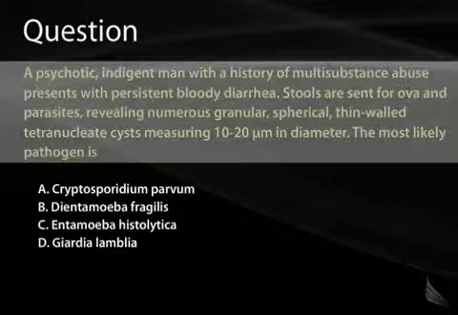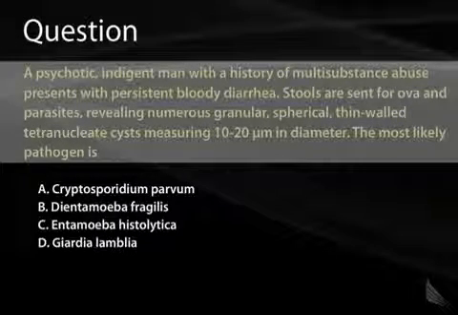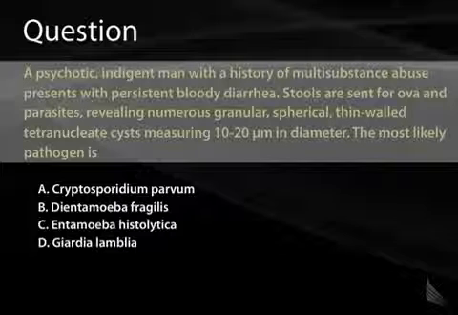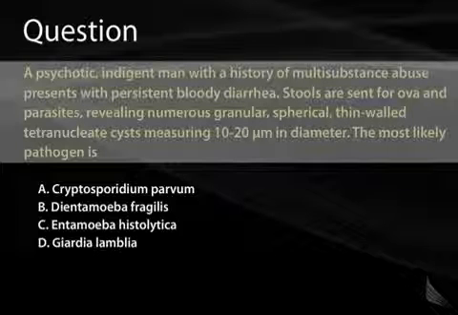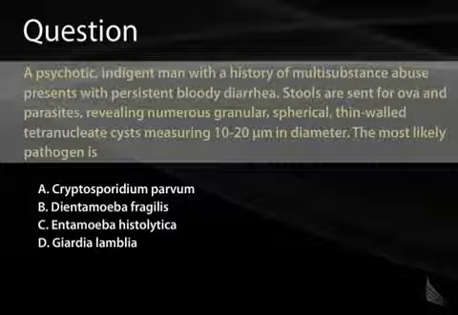Next question. A psychotic indigent man with a history of multi-substance abuse presents with bloody, persistent diarrhea. Stools are sent for ova and parasites, revealing numerous granular, spherical, thin-walled, tetranucleate cysts measuring 10 to 20 microns in diameter.